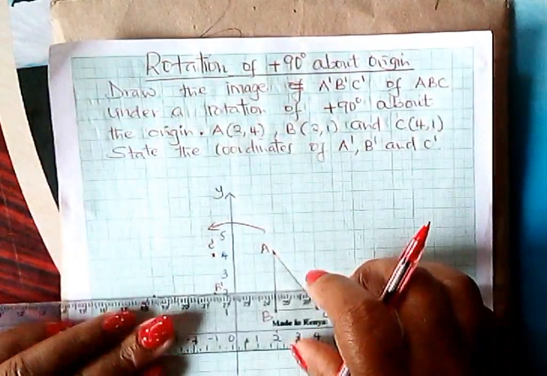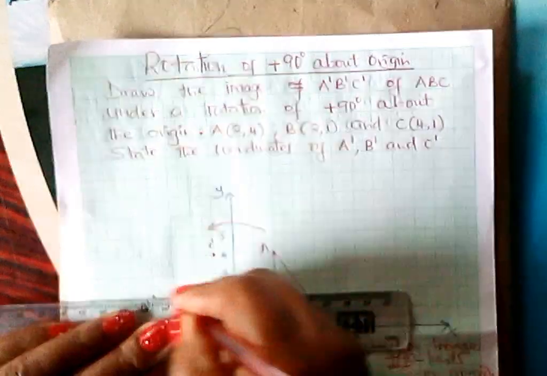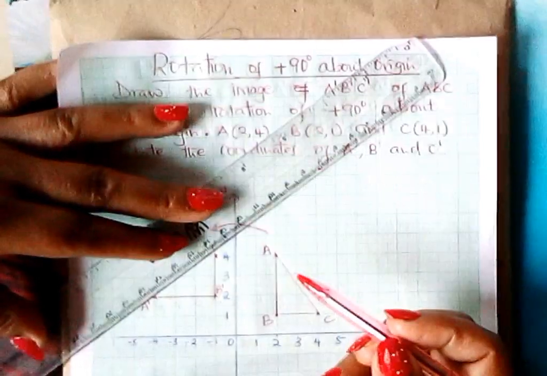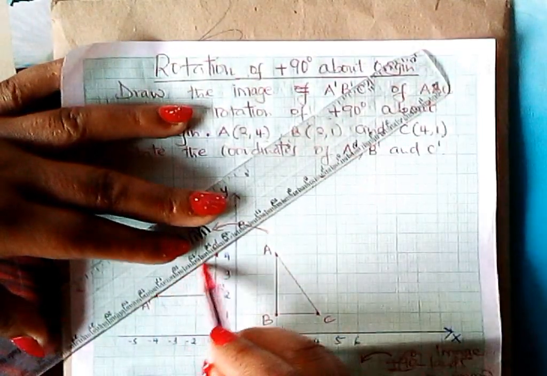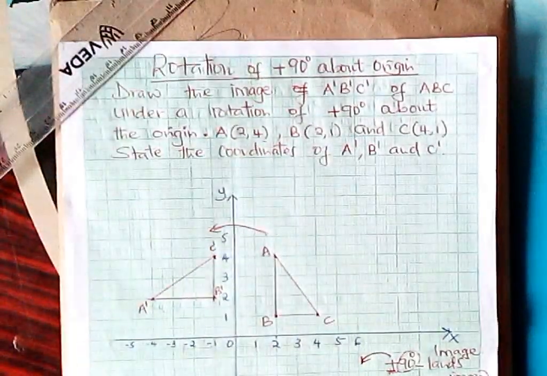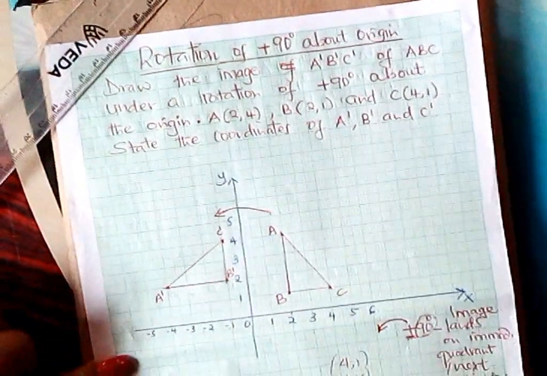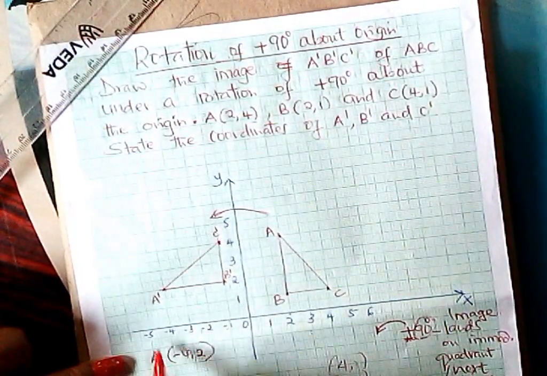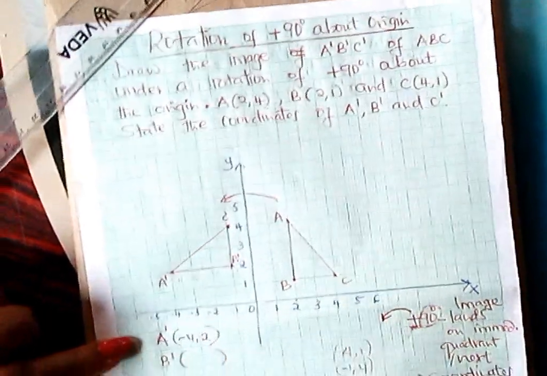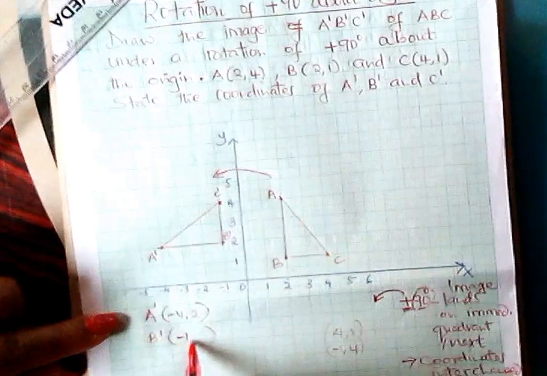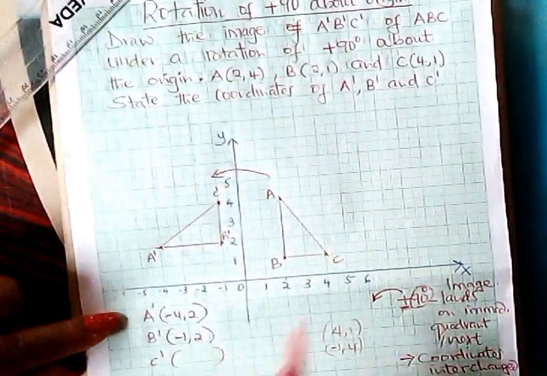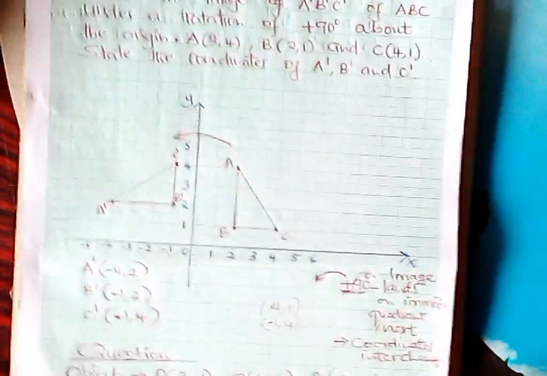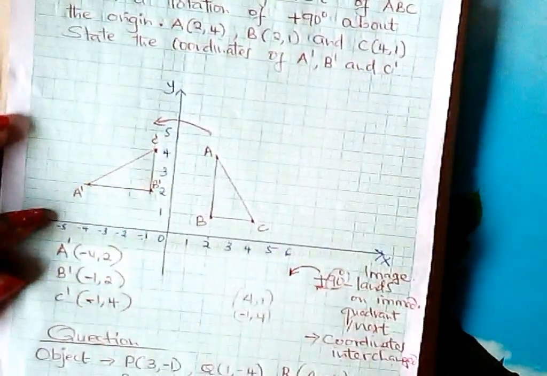So we come and join the points A prime to B prime. Look at that. B prime to C prime. There we are. And finally C prime to A prime. And this is our image. And therefore, where is A prime, learner? A prime is at negative 4, 2. B prime is at negative 1, 2. And C prime is at negative 1, 4. And therefore, those are the coordinates of your image.